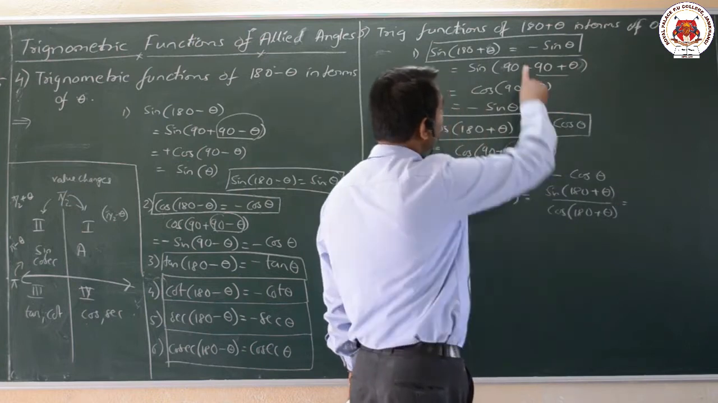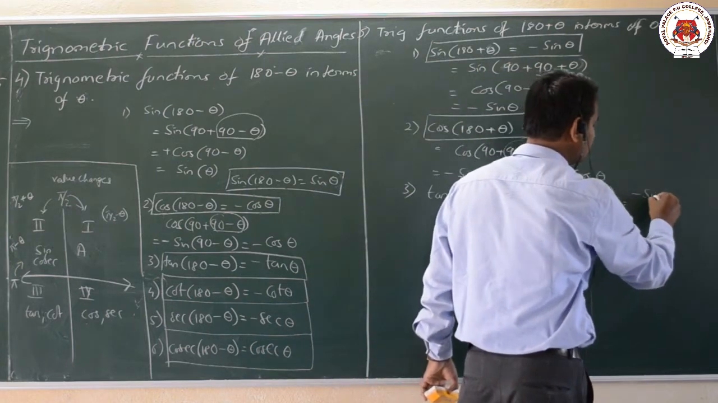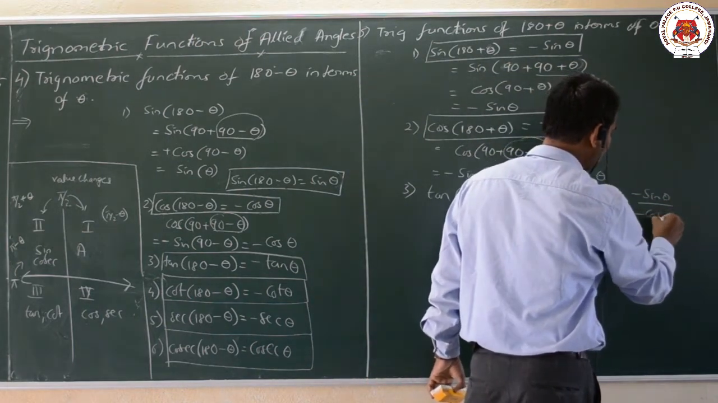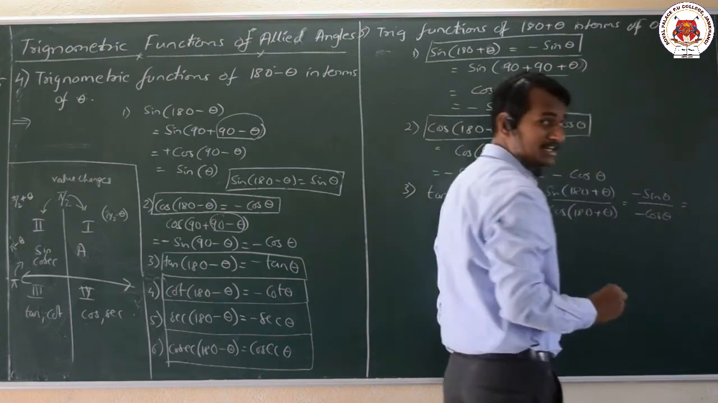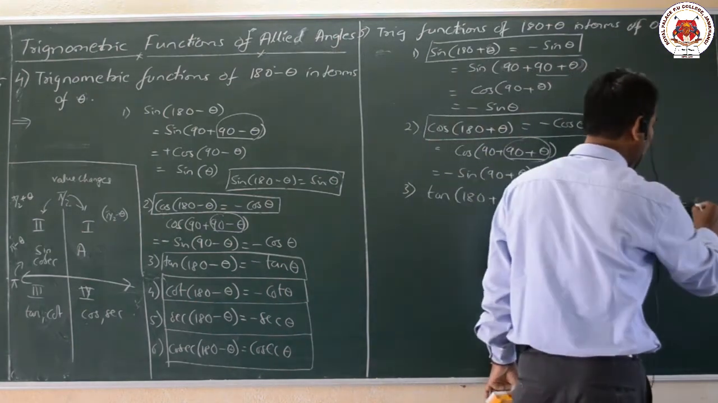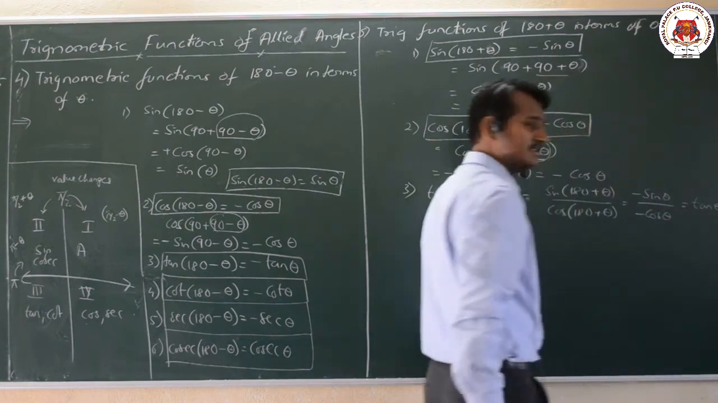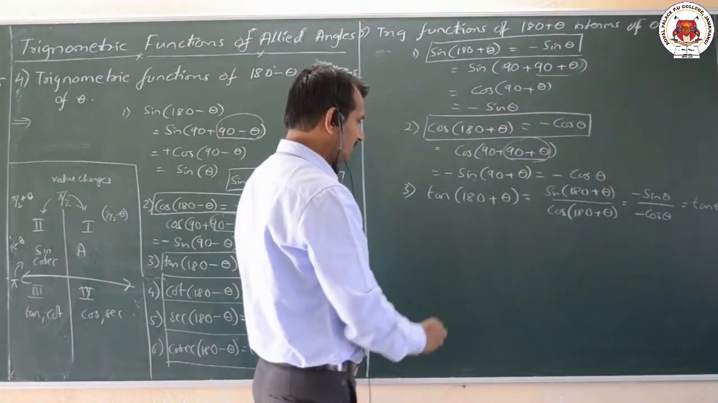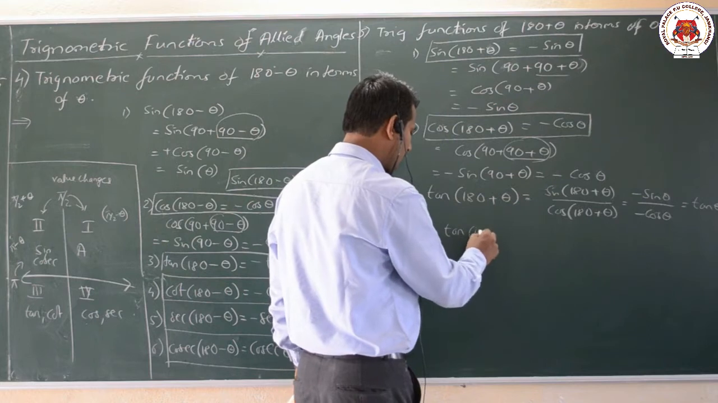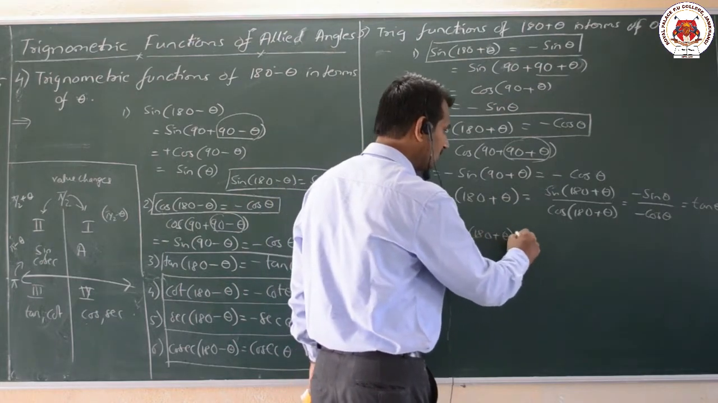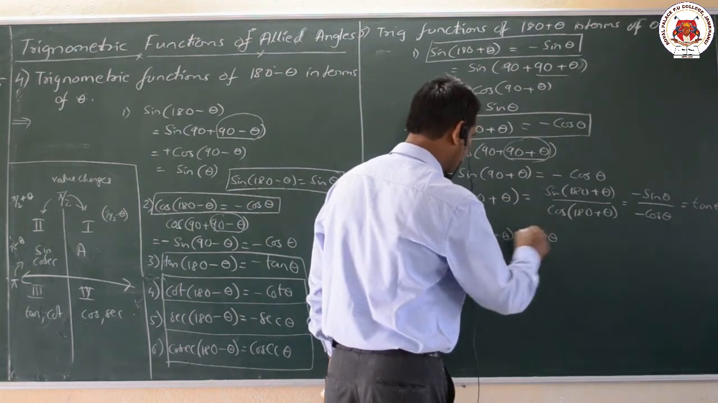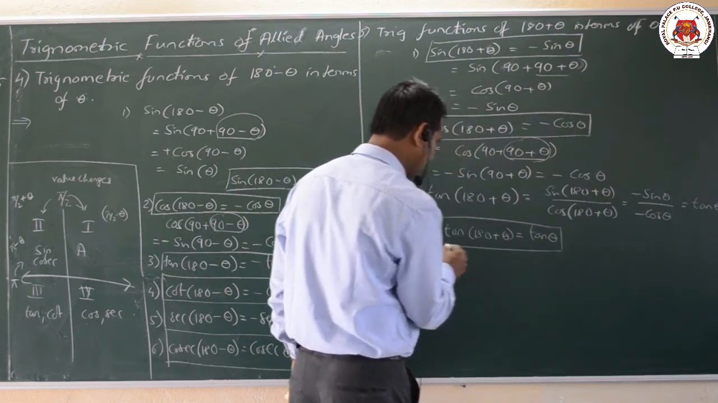Now what is the sine of 180 plus theta? The value is minus sine theta divided by minus cos theta. Minus minus gets eliminated. The remaining part will be tan theta. What we get is tan theta. Now that is nothing but tan of 180 plus theta, the value will be tan theta.